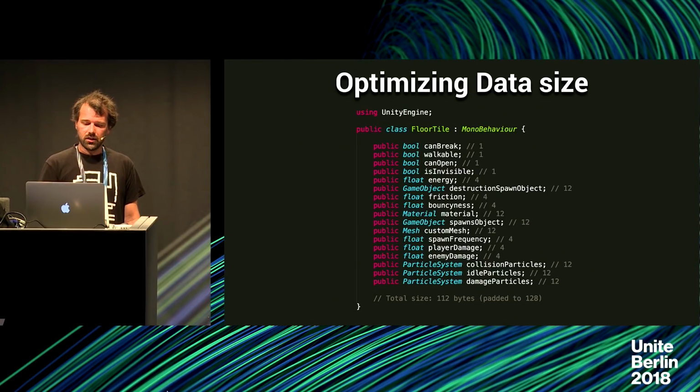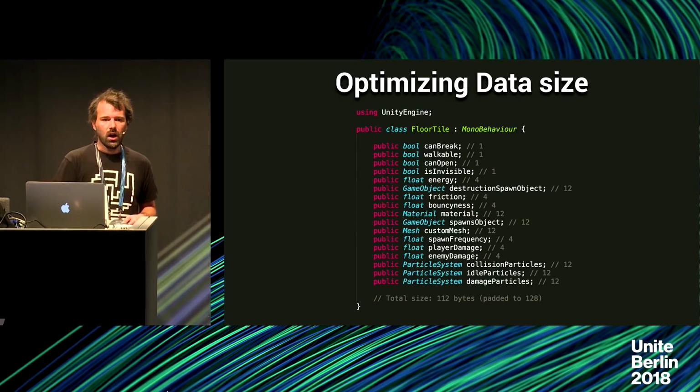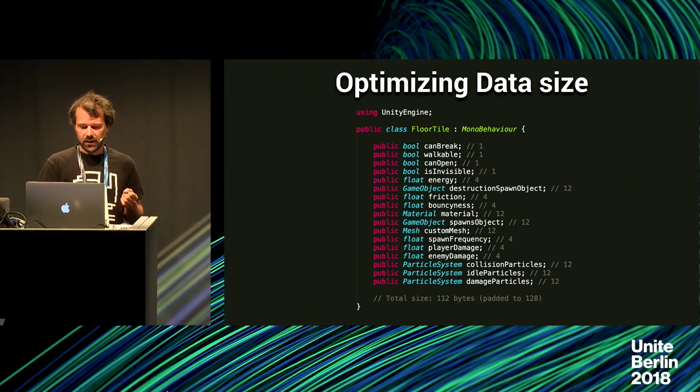And it contains some properties a floor tile might have, like how the tile might interact with a player, some objects like particles which might be instantiated when interacting with it, some physical properties. Now, if you look at this, there's some booleans, which are 1 byte each. There's some floats, which are 4 bytes, and there's some reference types, which are 12 bytes. The total size of this is 112 bytes. That's not much, but you might have 10,000 of these in the scene, which then adds up.